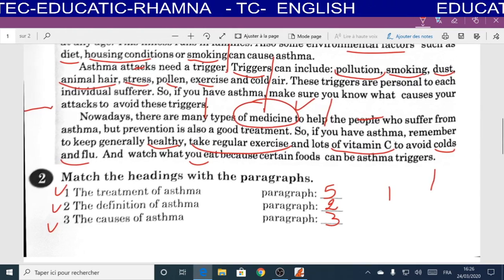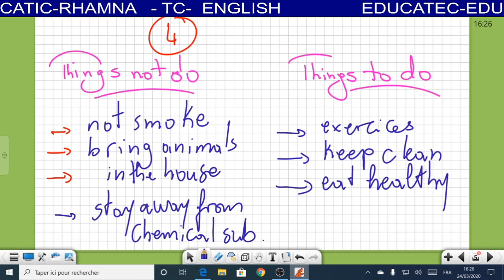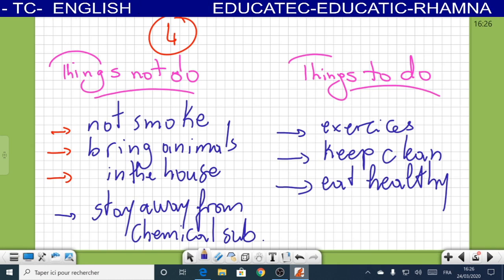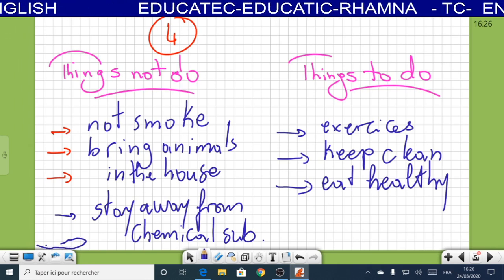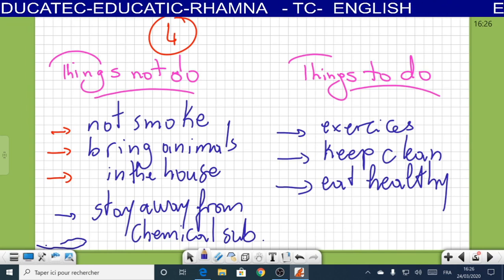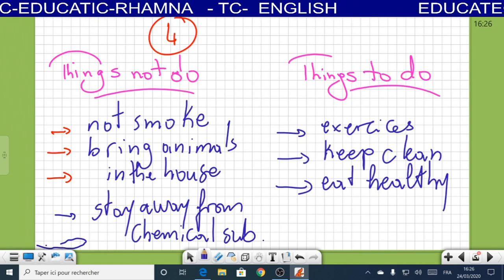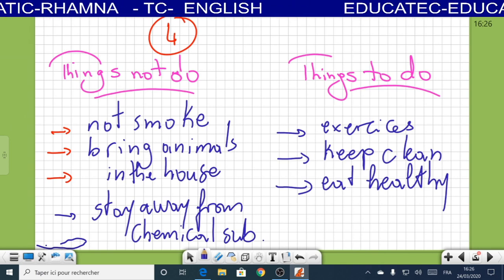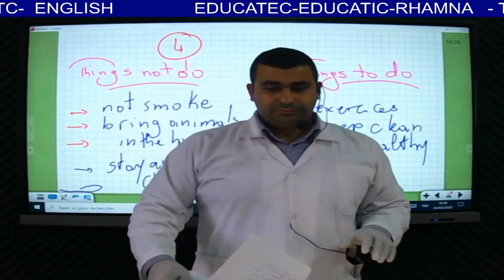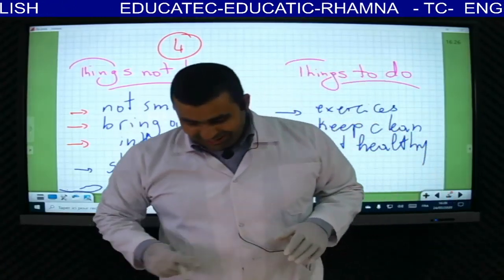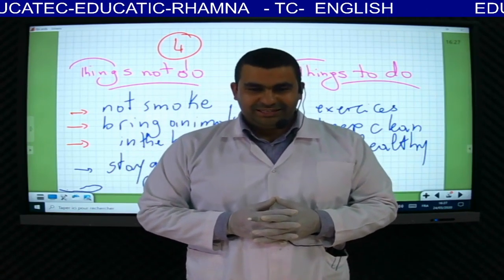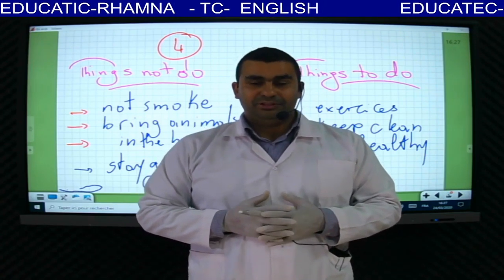And we went to see things not to do and things to do, and we said that we shouldn't smoke, we shouldn't bring animals into the house, and we should stay away from chemical substances. And things to do is to practice sport, to keep clean, and to eat healthy. So to keep healthy. I think this text was very clear and simple for you all.